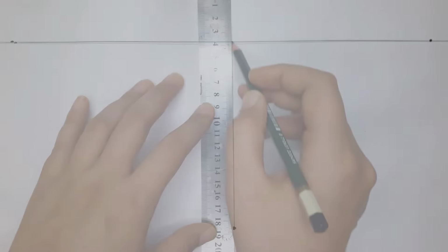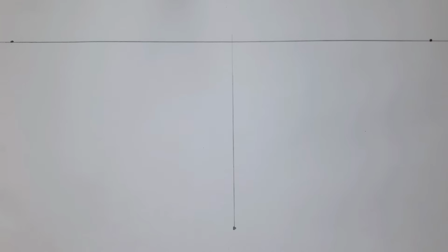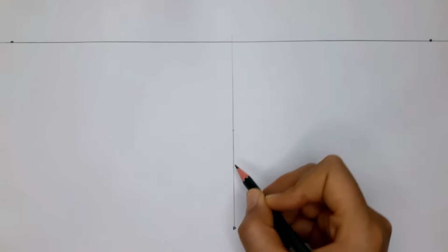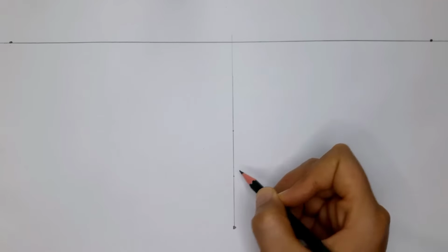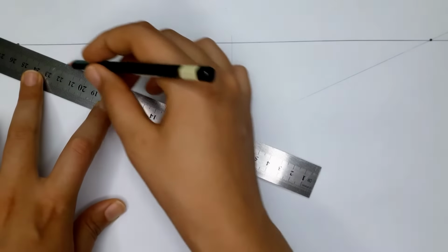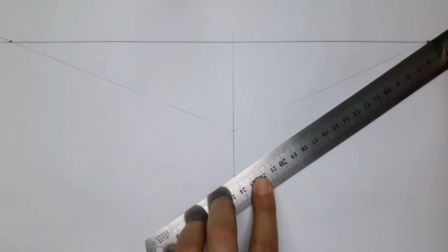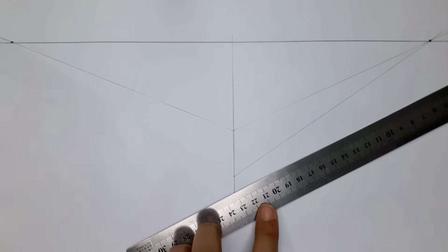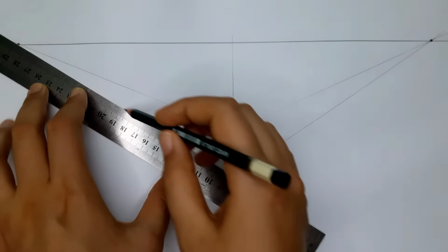So I'm drawing a center line. What we'll be drawing is just another cube. So I'm gonna draw it lower down. I'll draw two points on this line where my cube is supposed to be. So say this will be the top edge and this will be the top edge on this side. And then like previously, we're going to draw a perspective line from this point to this point, and then from this point to this one.